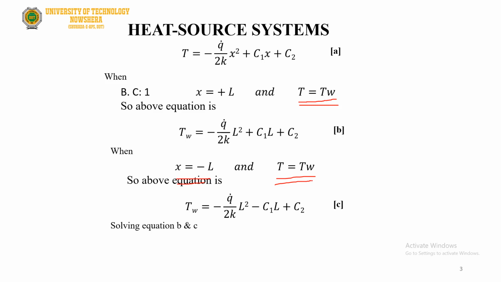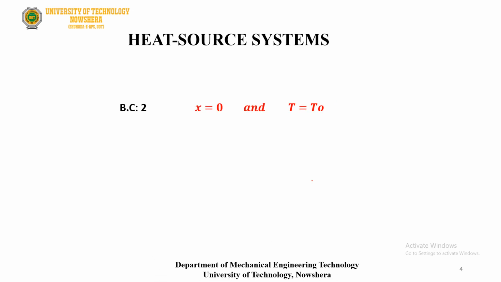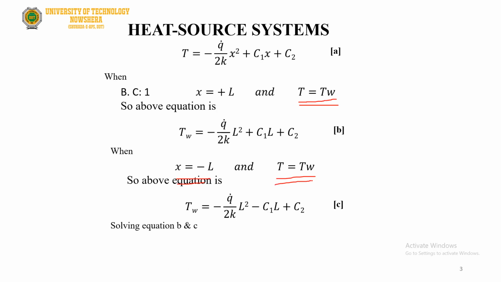Solving this equation, equation B and C, we get the value of constant C1, which is equal to 0. So the arbitrary constant C1 is 0 in this case, and we can do this by using boundary condition number one. Boundary condition number one has two parts.